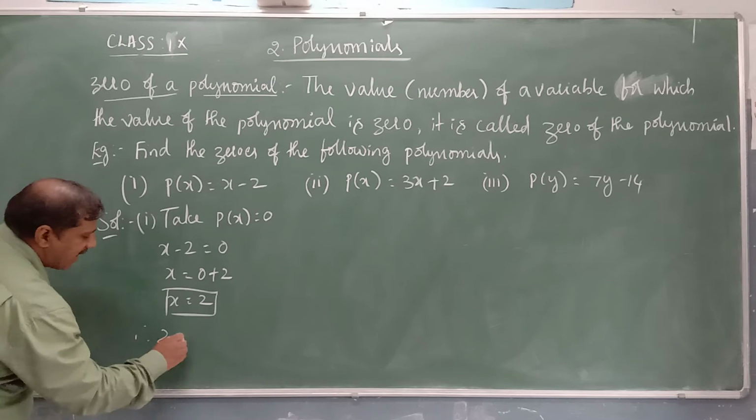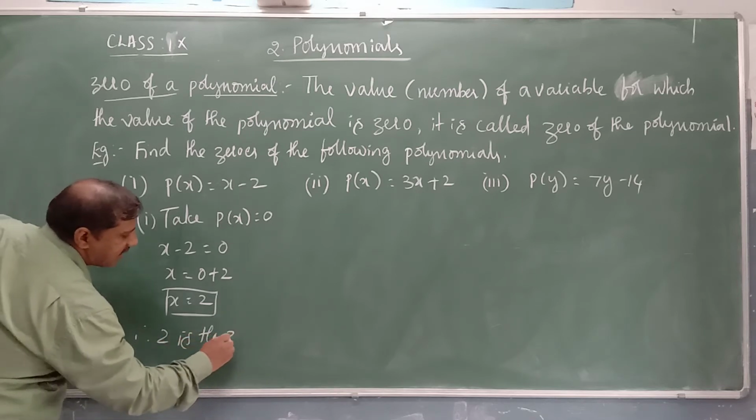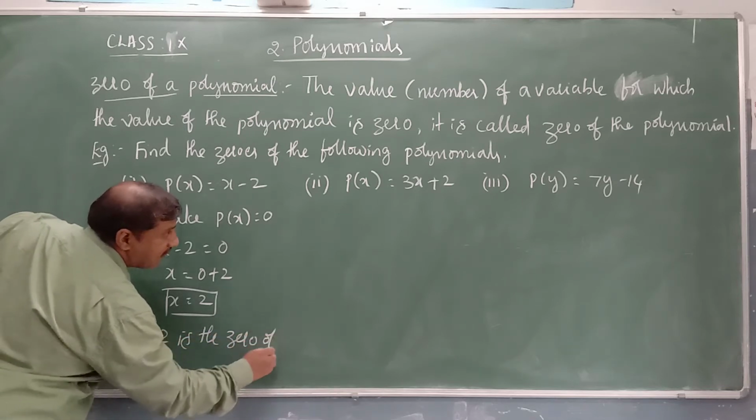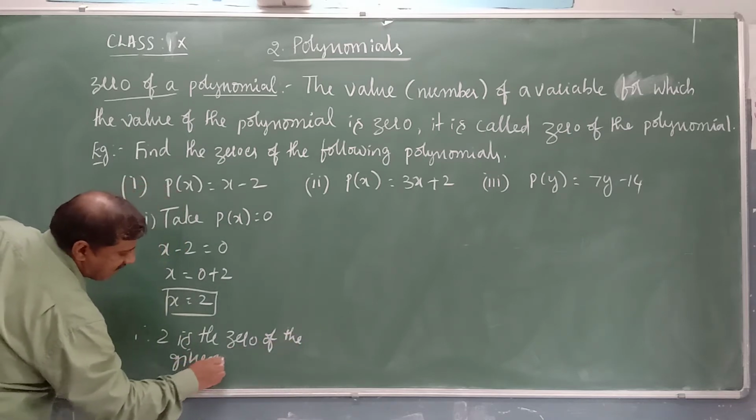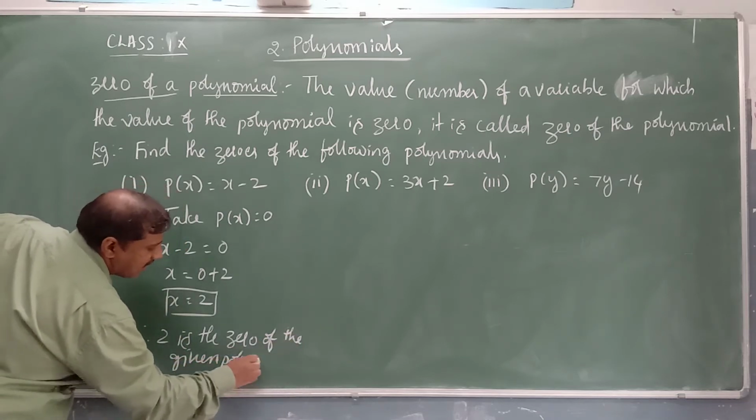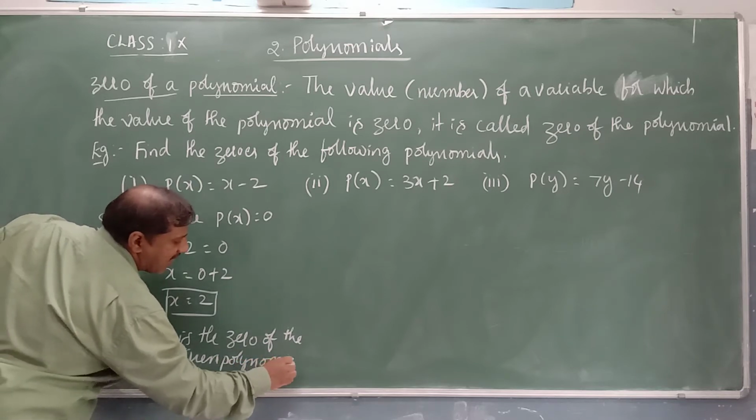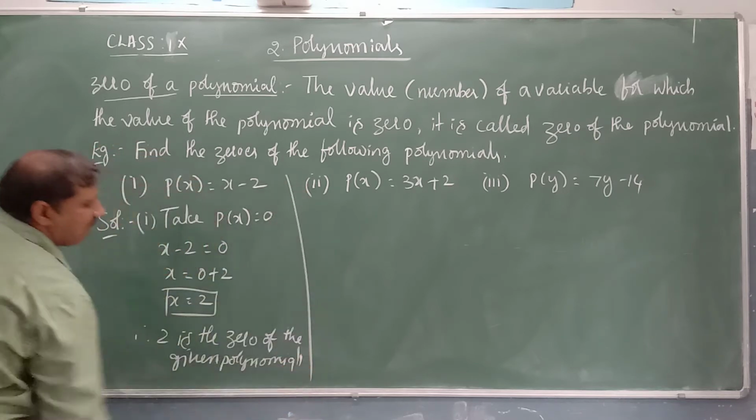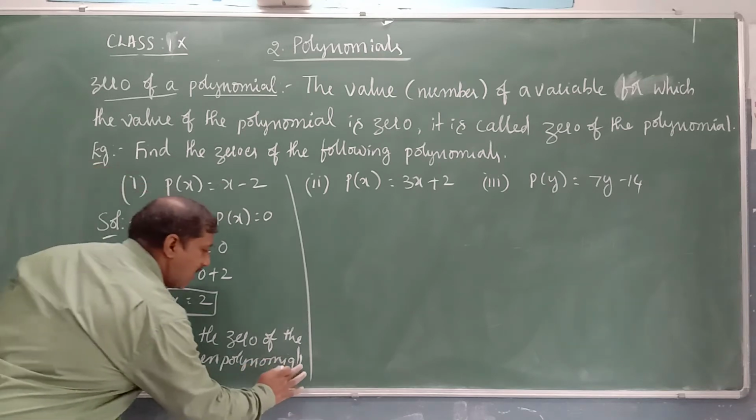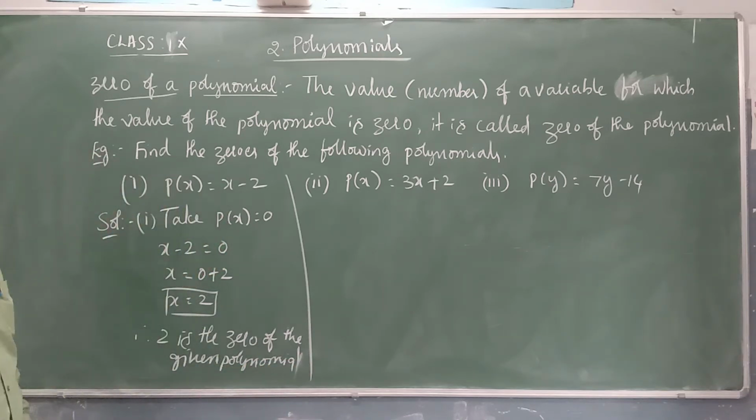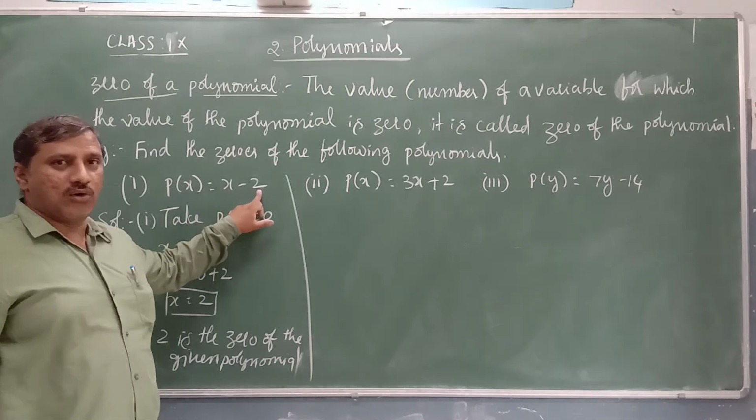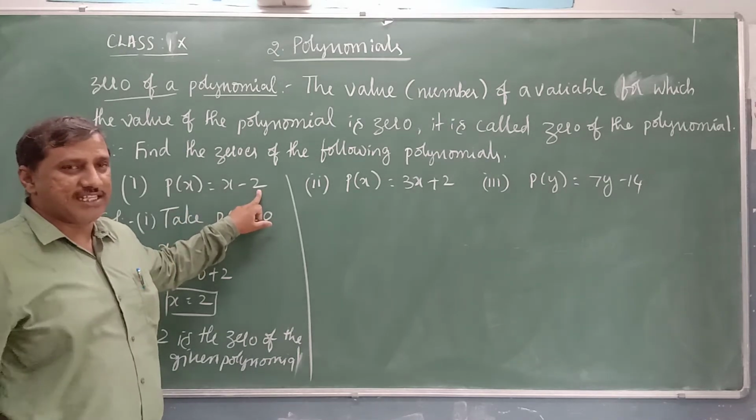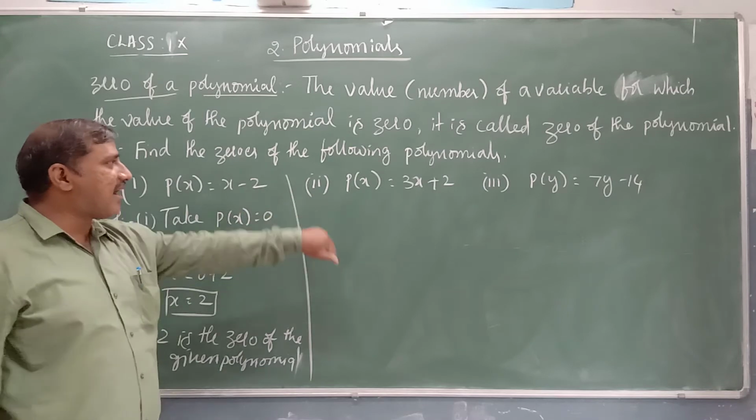Therefore, 2 is the zero of the given polynomial. Like this, we will find the zeros of the polynomials. If we substitute x equals 2, 2 minus 2 is 0. The value of the polynomial is 0. So now similarly we will find the second one.